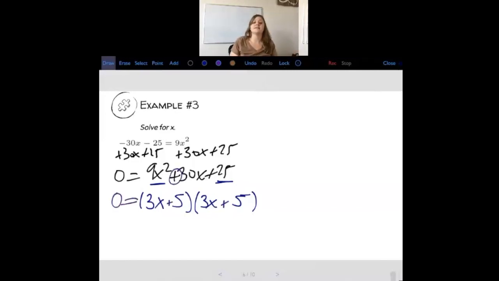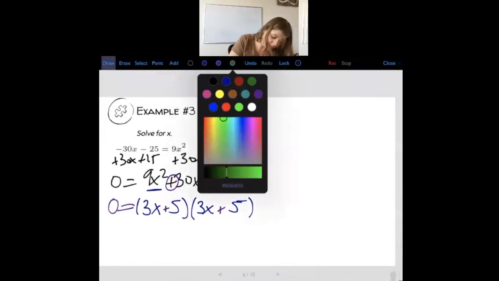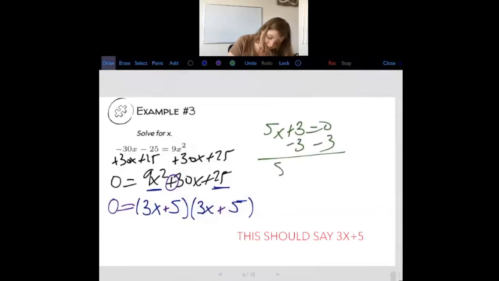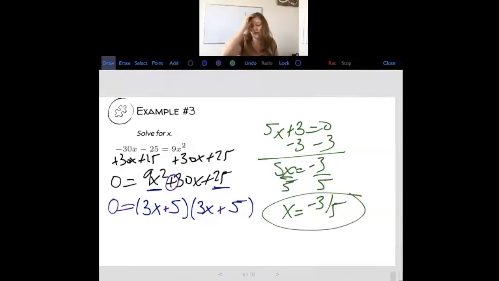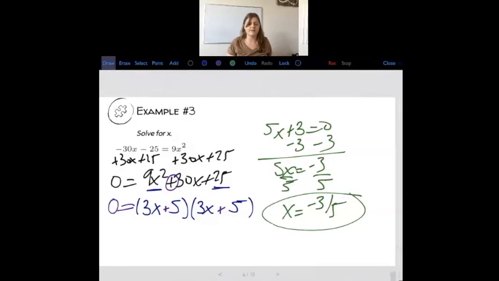Okay, notice this is the same factor twice. So you're setting 3x plus 5 equal to 0 and 3x plus 5 equal to 0. So really, we're going to get one number as our answer. So we subtract 5 from both sides, divide by 3, so x is equal to negative 5 over 3. Okay, and it's okay to get one answer. Like when you have duplicate factors like this, you'll get one answer from those.